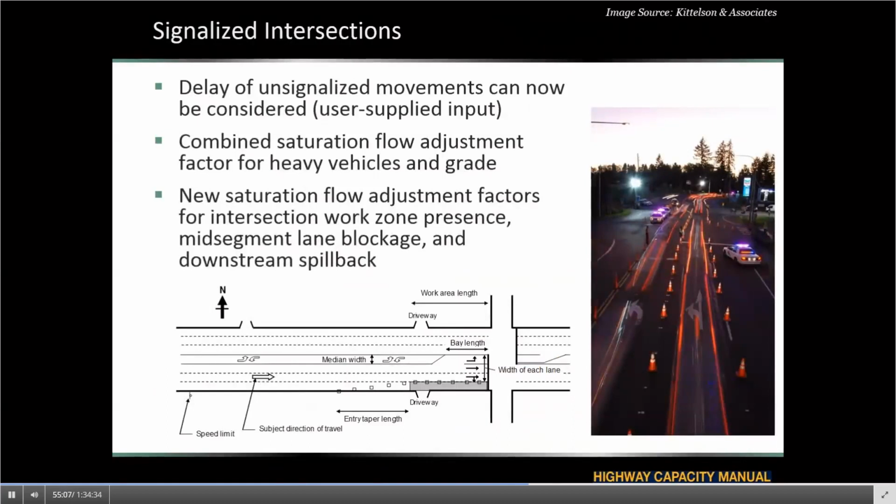Through the work zone effort, we have new adjustments for the saturation flow rate, both for work zones at the intersection, for mid-segment work zones, as well as downstream blockage effect, as well as the new heavy vehicle adjustments and the PCE values, how they impact the saturation flow rate as an integrated function of grade. So that rather than separate factors for heavy vehicles and grades, it's now explicitly considering that heavy vehicle on an upgrade has a much larger effect than a heavy vehicle on a flat grade.